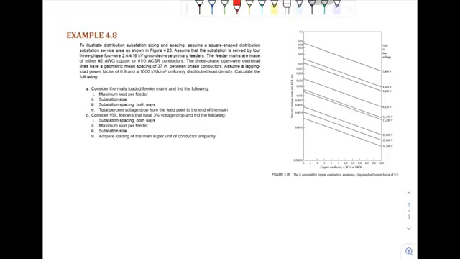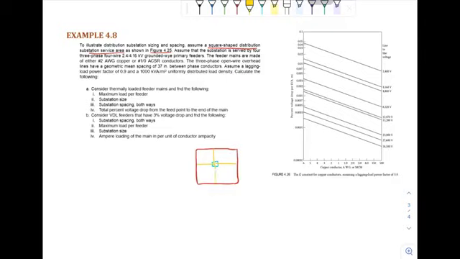Now we have example 4.8, and in example 4.8 we have to consider a square shaped distribution substation service area as shown in figure 4.25. This is the figure of the square shaped service area, assuming the substation is at the center, and these are the 4 feeders emerging from the substation.